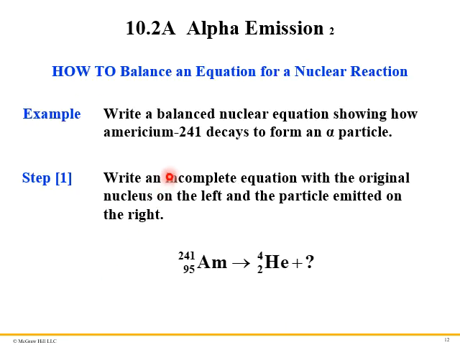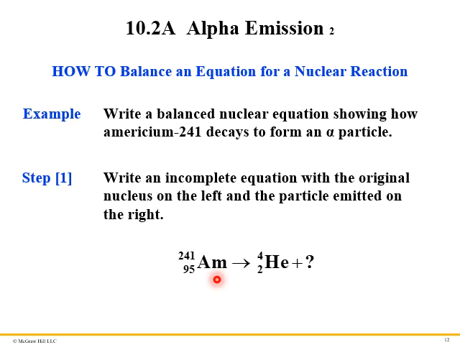Now, how do we balance an equation for a nuclear reaction? Okay, first we have to figure out what is happening, right? Let's do it with an example. Write a balanced nuclear equation showing how americium-241 decays to form an alpha particle, like those alpha particles, those heliums. Let's write first what we know, and then we'll figure out what is missing. So let's start by writing an incomplete equation with the original nucleus, so americium-241, on the left, and the particle emitted, that alpha particle, on the right.